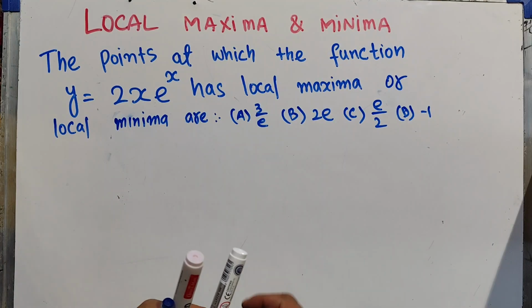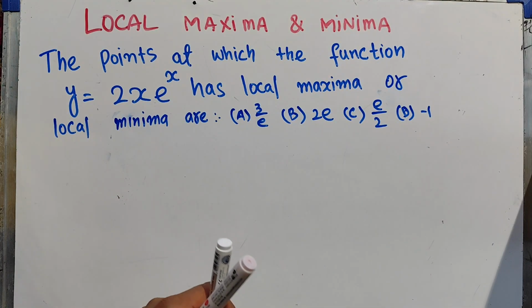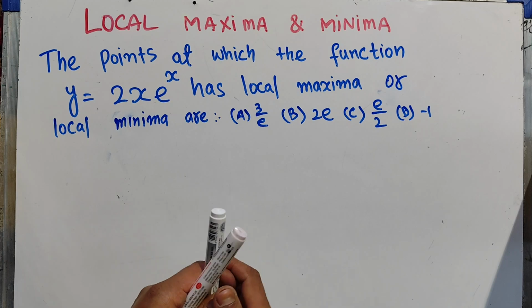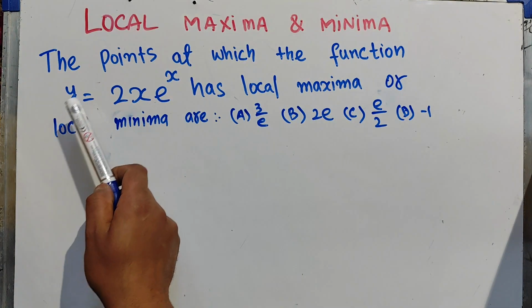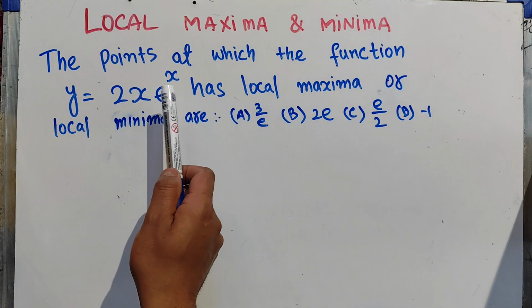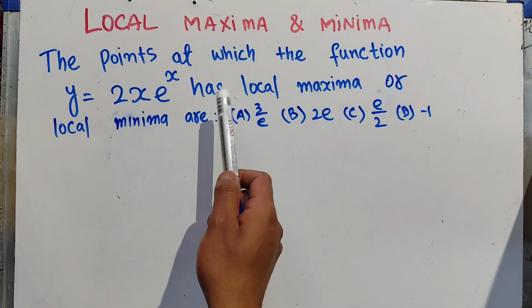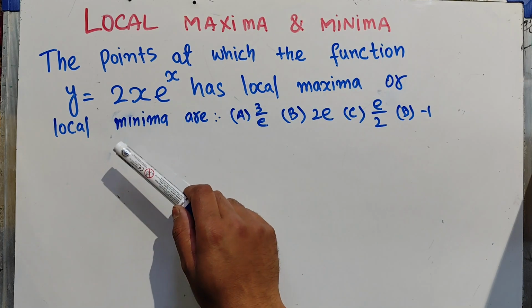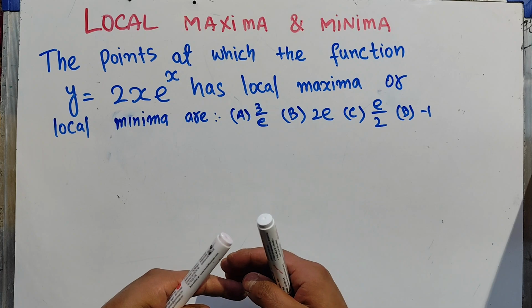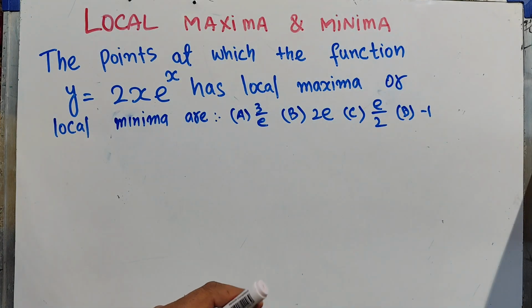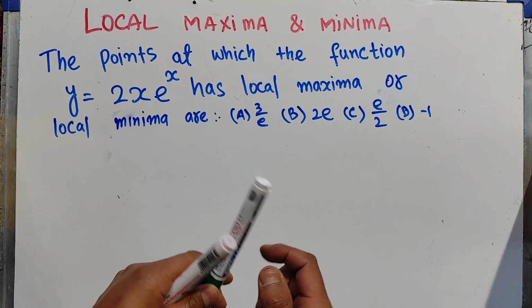In this video, we will solve a problem on how to find out the points where the function has local maxima or minima. The question is: the points at which the function y is equal to 2x e to the power x has local maxima or local minima. We need to find the correct option, which of the following is the point where the given function has a local minimum or maximum.